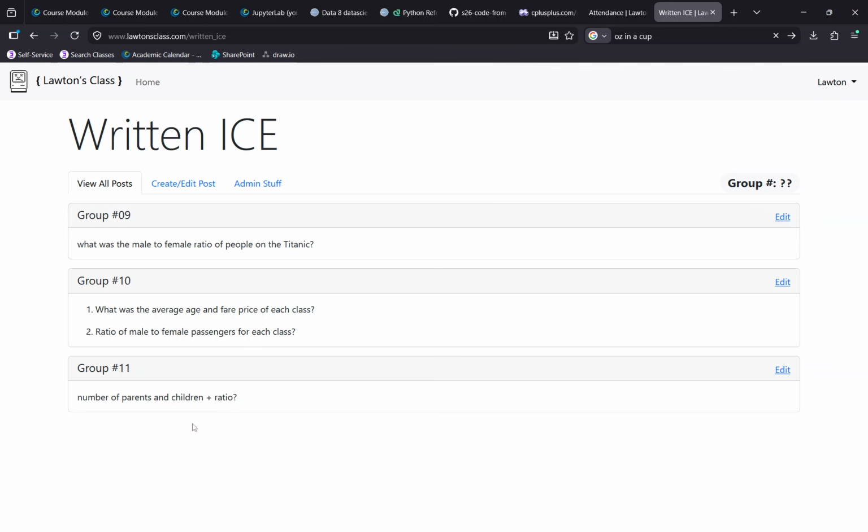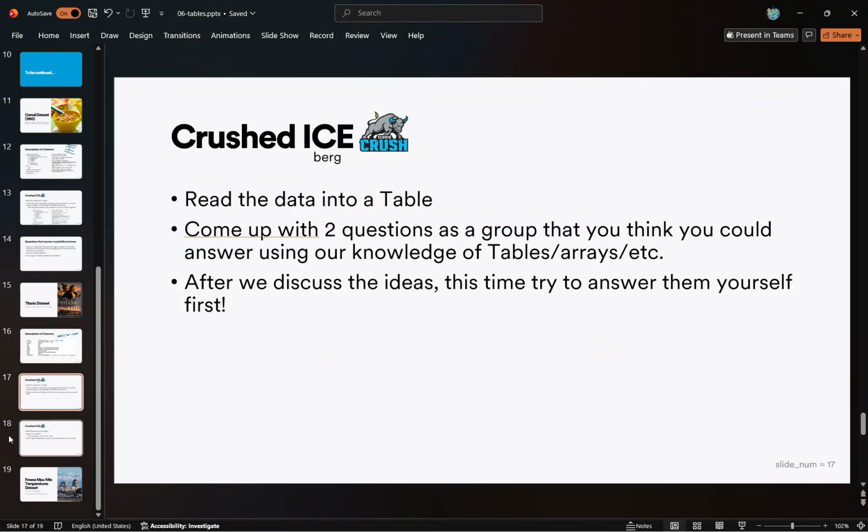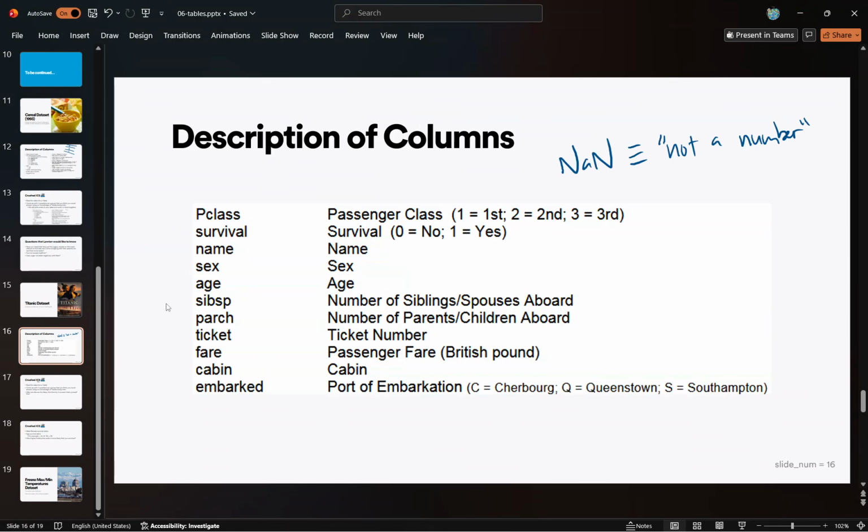You can do like a sum. I guess you could divide like how many parents, how many children. I guess it might be hard to figure that out, because what if you're a passenger and you brought your 10 children with you, and therefore you would have 10 here, but your wife is also on board.